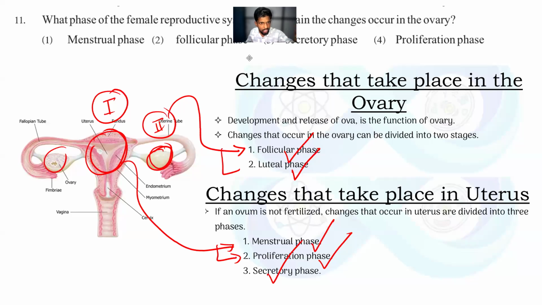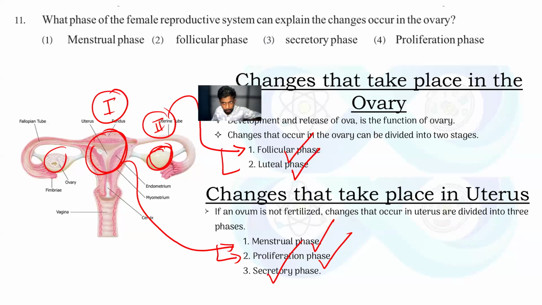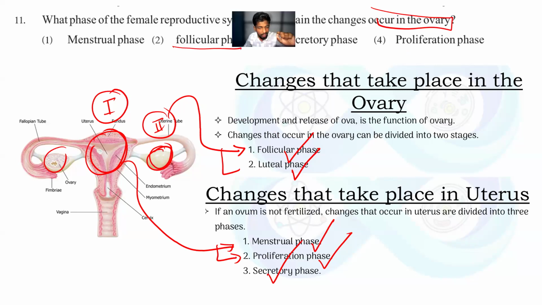What phase of the female reproductive system can explain the changes? The second one, follicular phase. Here the changes happen in the ovary. There are only 2 phases: follicular phase and the luteal phase. So the answer will be the second one. So from this question we have learned 2 things. First one, the menstrual cycle occurs within 28 days. It can be divided into 2 stages: the one that happens in the ovary and the one in the uterus.